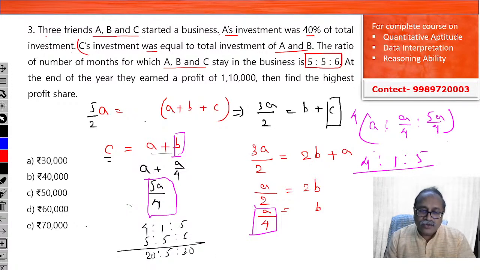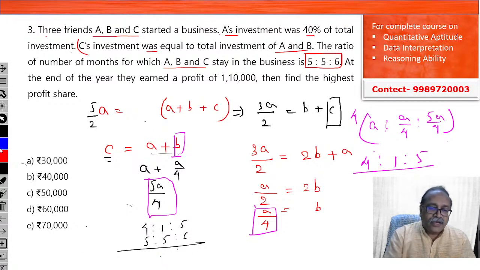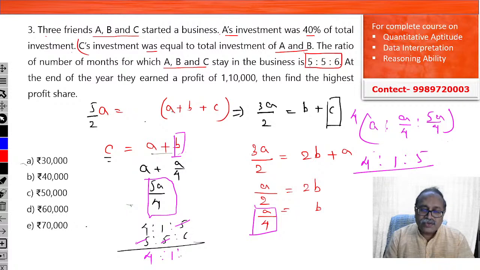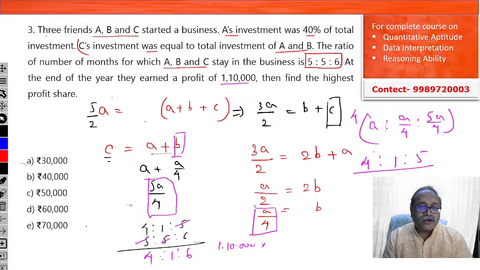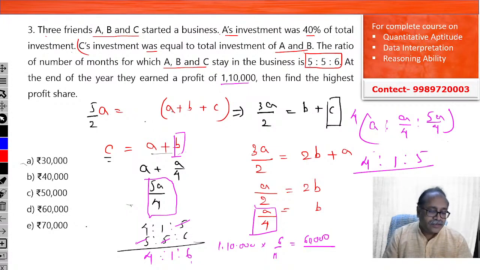Overall you can cancel these fives. You can cancel the 5 over here. You can cancel the 5s. So you are left with 4 is to 1 is to 6. How much is the money? 1,10,000. So this 1,10,000 will be distributed. Whose profit do I need? Highest profit. Highest profit is 6 parts out of the total 11 parts, which is nothing but 60,000. This should be your answer.